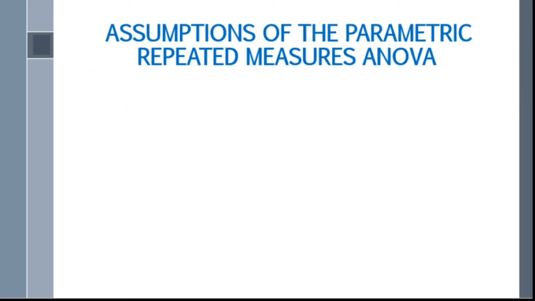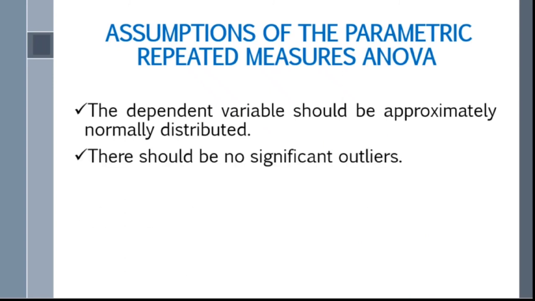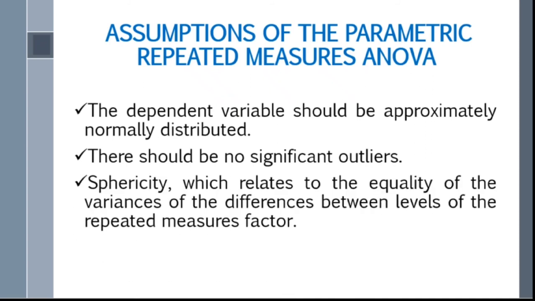The RM ANOVA makes the same assumptions as most other parametric tests. The dependent variable should be approximately normally distributed. There should be no significant outliers. Sphericity, which relates to the equality of the variances of the differences between levels of the repeated measures factor. If there is a violation in the assumption of normality, then the non-parametric equivalent Friedman's test should be considered instead. As for the violation in the assumption of sphericity, we will talk about it later.